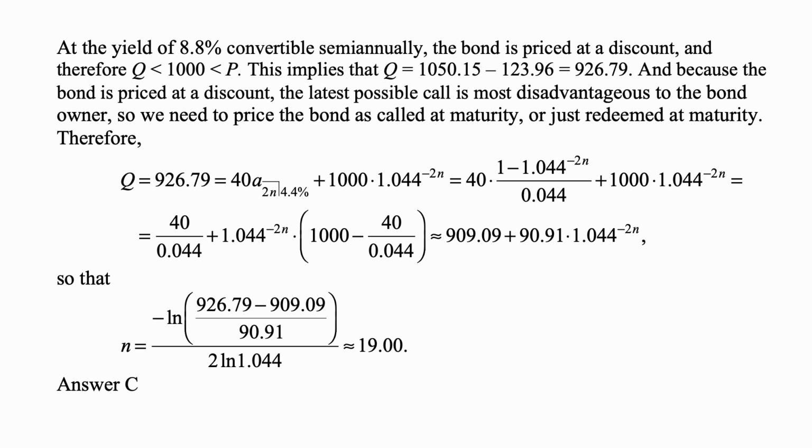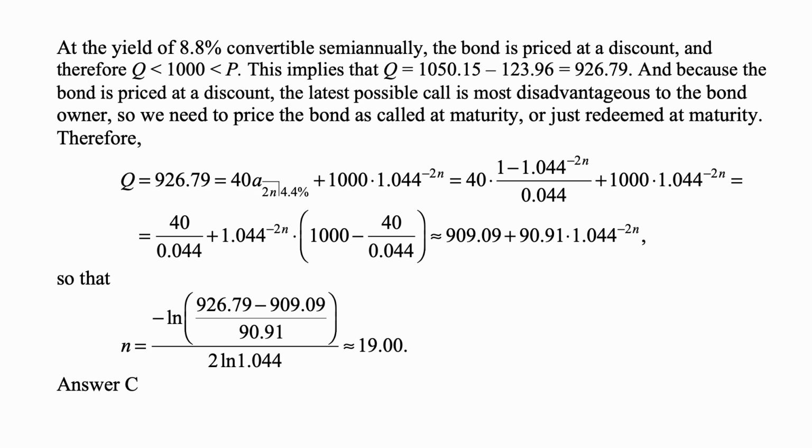And you should remember that whenever you're solving an equation in which the unknown is in the exponent, you will at some point need to take the natural logarithm of both sides of the equation. That's a standard procedure. Be familiar with it. So basically solve it for 1.044 to the negative 2n. Once you do this, take the natural logarithm of both sides. That natural logarithm of 1.044 to the negative 2n becomes minus 2n times the natural logarithm of 1.044.